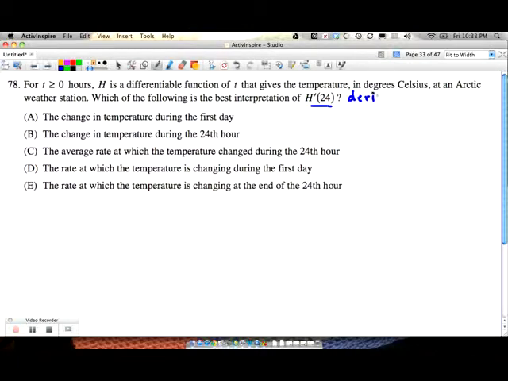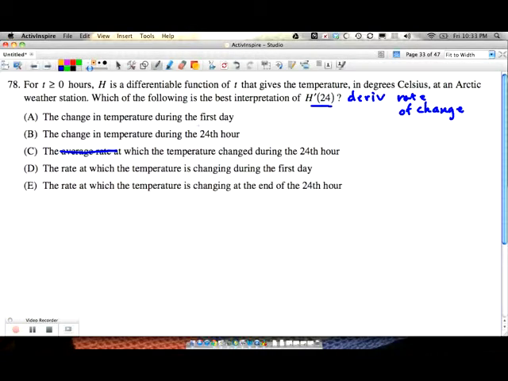So we're looking at the derivative here, the rate of change, in other words. So it's asking us about the rate of change of something that measures temperature in degrees Celsius. Well, that would be the average rate. No, it's not an average rate. We're talking about instant rate.